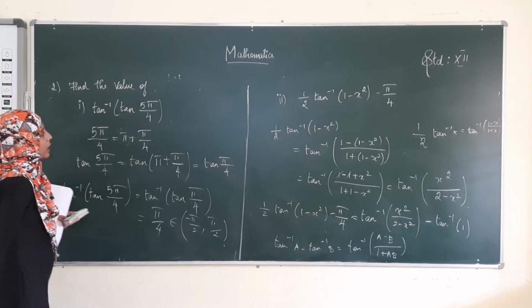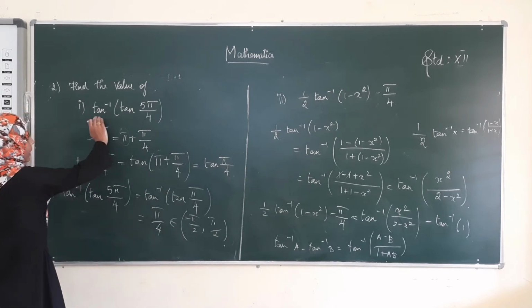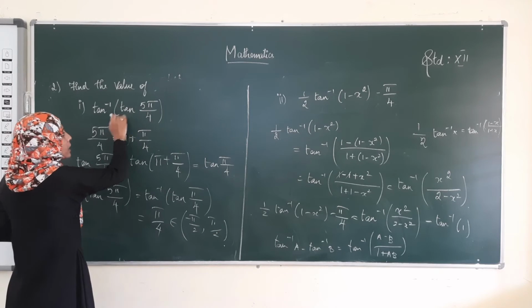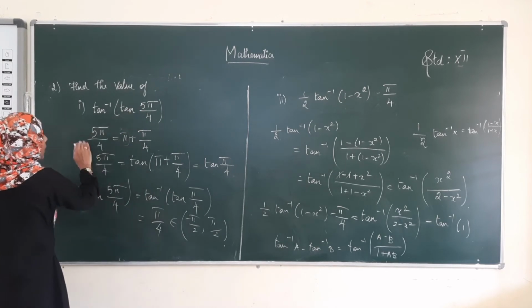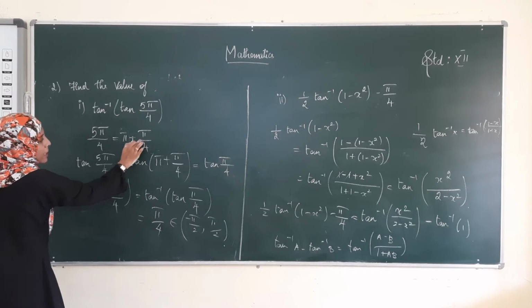Pi by 4 is the answer. What we have done, since we can use the property, is that this 5 pi by 4 does not belong to minus pi by 2 comma pi by 2. Therefore we are changing this 5 pi by 4 as pi plus pi by 4.